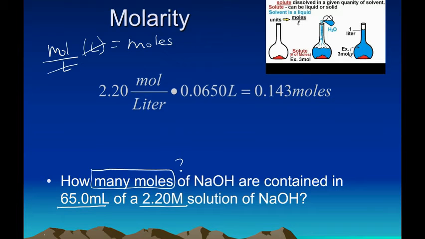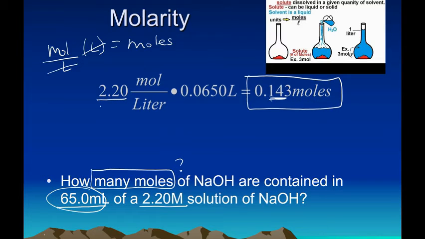So I do 2.20 times 0.0650 liters. Remember, I converted my milliliters to liters by dividing by 1,000. That gives me 0.143 moles. And I want to always answer my question in the correct number of significant figures. In my question, my given, I have 3 significant figures. In my answer, I end up having 3 significant figures.